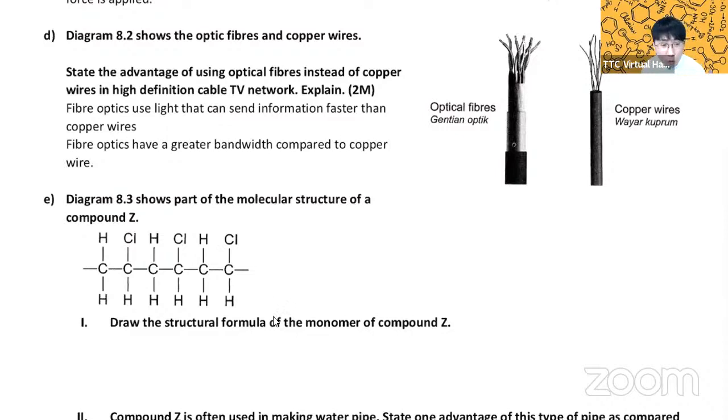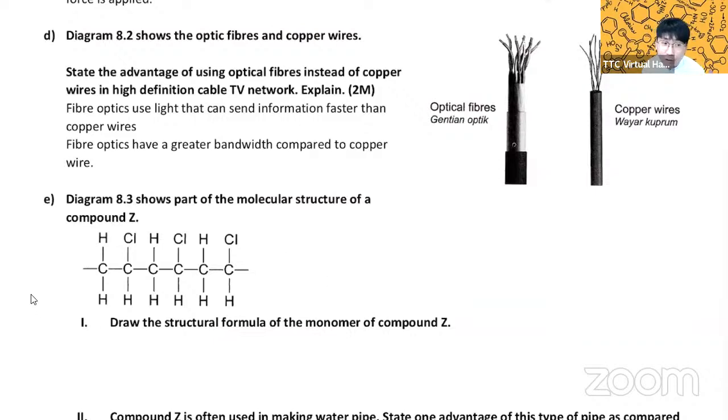So guys, what do you exactly call this? You have many repeating monomers connected together. We call this the polymer. And you want to draw this back into monomer, which means you have to find the repeating part. So which parts are we actually repeating?